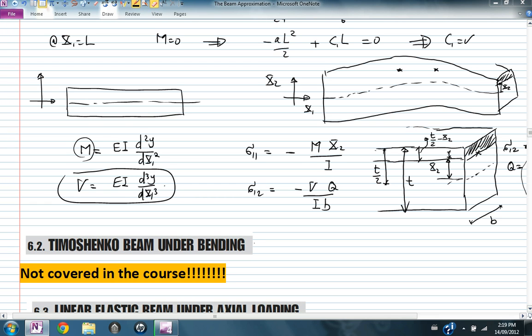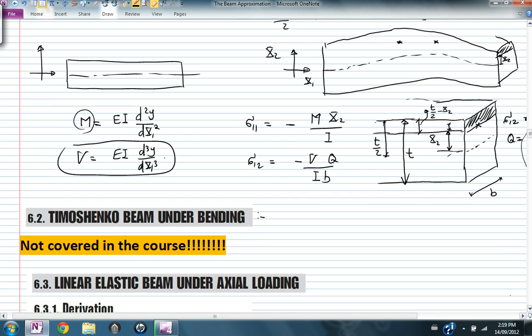There's another beam that we're not going to cover in the course, which is another beam model called the Timoshenko beam under bending, which allows for shear deformations. And this is covered in more of a graduate course.